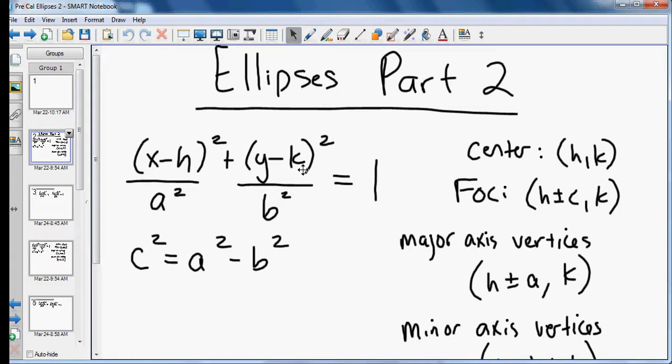So in part one, we looked at the definition of an ellipse and how to identify the center from the equation. Now we're going to look at the other pieces we talked about, which are the foci, the vertices for the major axis, and the vertices for the minor axis.